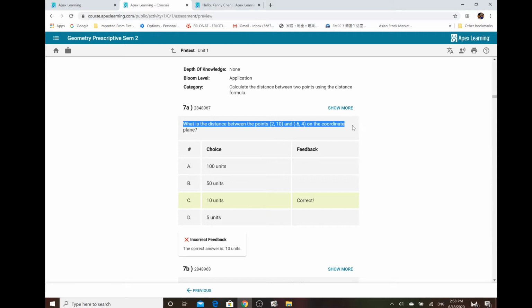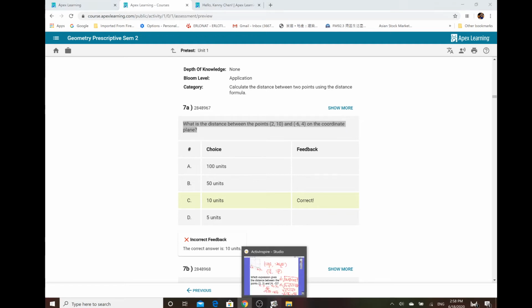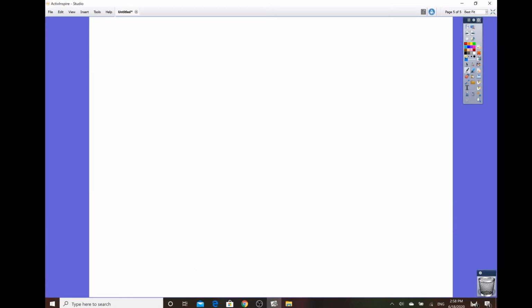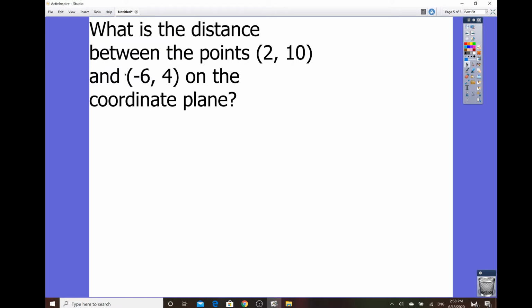Now let's try this one here. Again, it's quite similar to the one that I showed you. Let me put it on the next slide. Copy and paste. What's the distance between the points 2, 10 and negative 6, 4? In case you're going to confuse yourself, let's identify the points: x1, y1, and then x2, y2. Using the distance formula, if you're not quite sure what that is, it's better to write it down first.